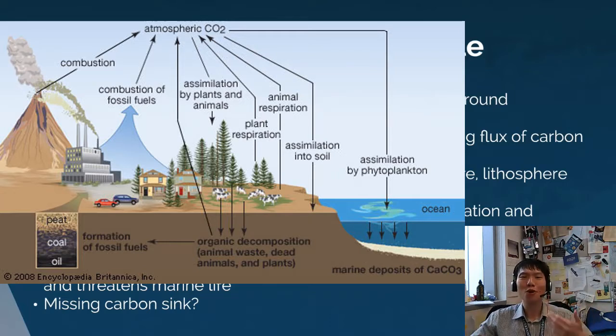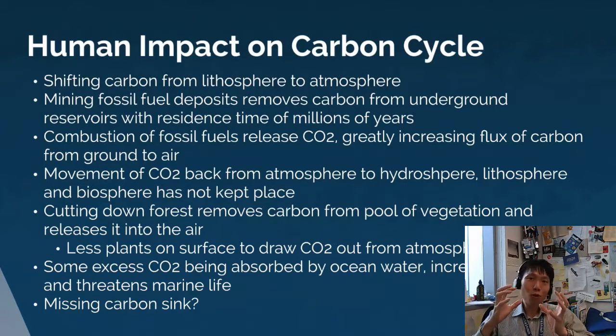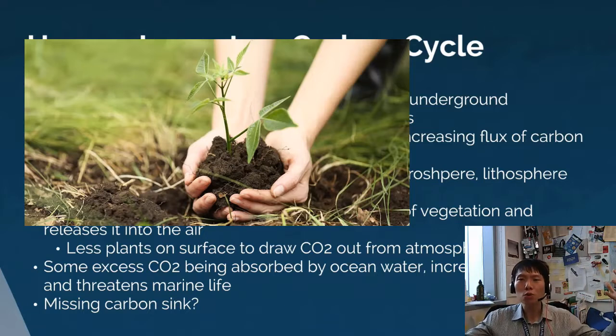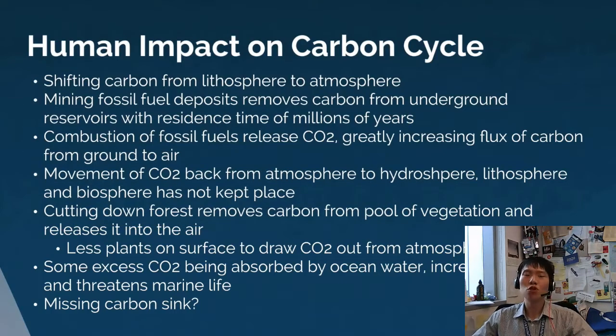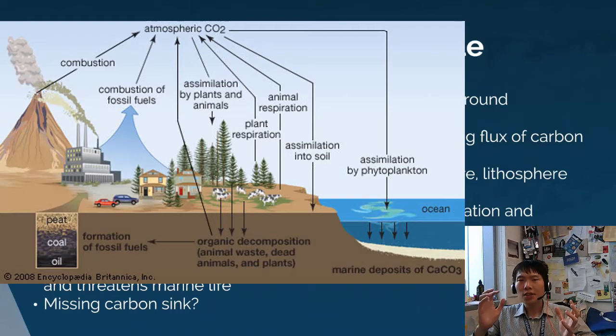Cutting down forests and clearing trees removes carbon from the pool of vegetation and releases it back to the air, right? And if there's less vegetation left on the surface, there are fewer plants to draw the CO2 back from the atmosphere. So the outgoing flux of carbon to the atmosphere is the driving force behind today's anthropogenic global climate change, right? Remember this factor.